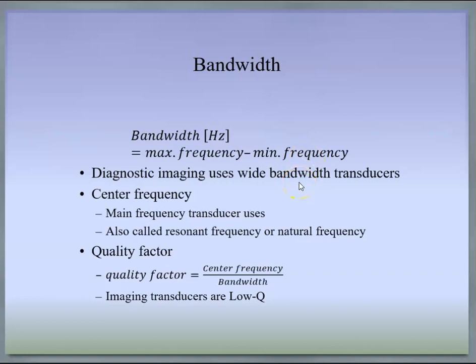Diagnostic imaging uses wide bandwidth transducers. They all have a center frequency. This is the main frequency that we want to be using. Okay, this is also called the resonant frequency or natural frequency of the transducer. Something defined as the quality factor is the center frequency divided by the bandwidth. And for imaging, we want to use low Q transducers.